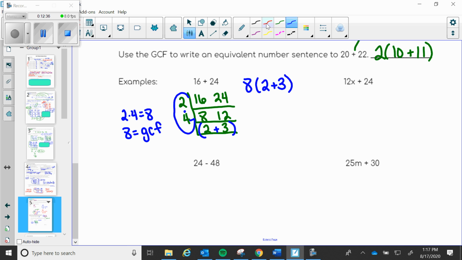So scooting on over to this problem right here, it does have a variable. So that is going to get a little tricky, but I think you guys are going to be able to handle it. So you're going to start your ladder just the exact same way. And honestly, the only difference is you bring that x down every single time. When you're factoring out, you just continue to bring that variable down. So again, both of these numbers are even, so let's start by taking out a 2.